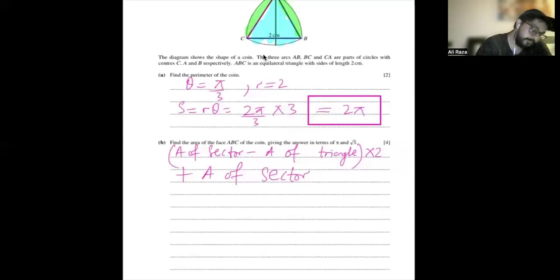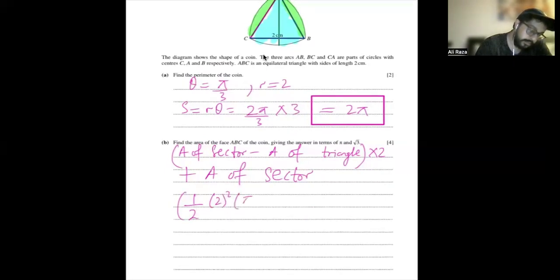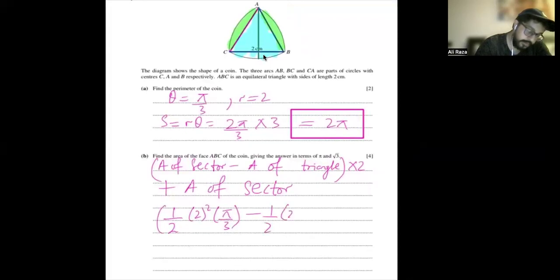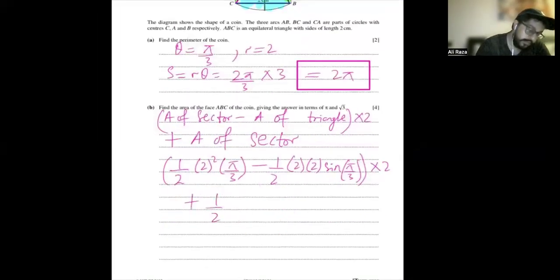So I'll have half r squared theta for the sector, half times 2 squared times theta, which is pi over 3, minus half times 2 squared sine pi over 3, and the whole bracket would be multiplied by 2, plus area of the sector, which is half r squared theta, which is half into 2 squared into pi over 3.